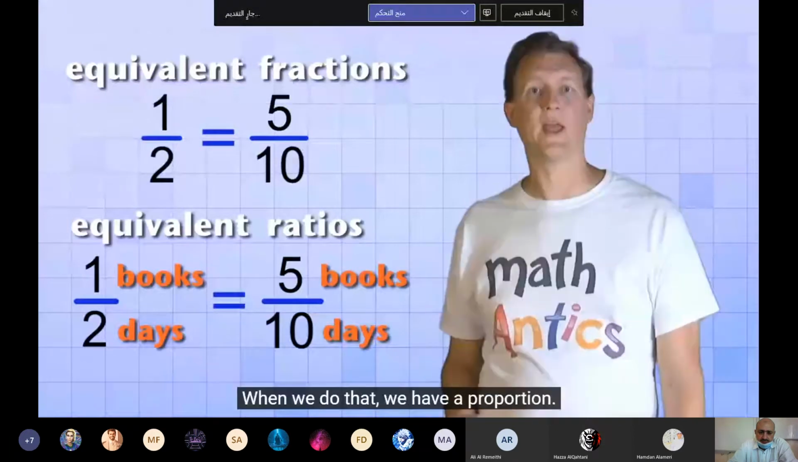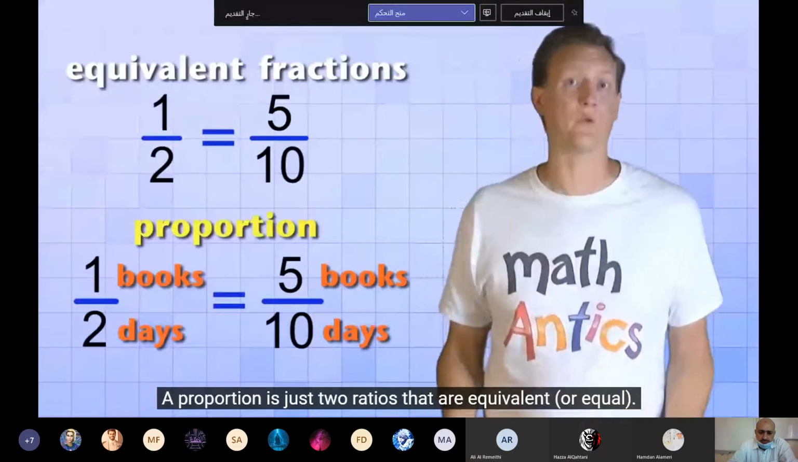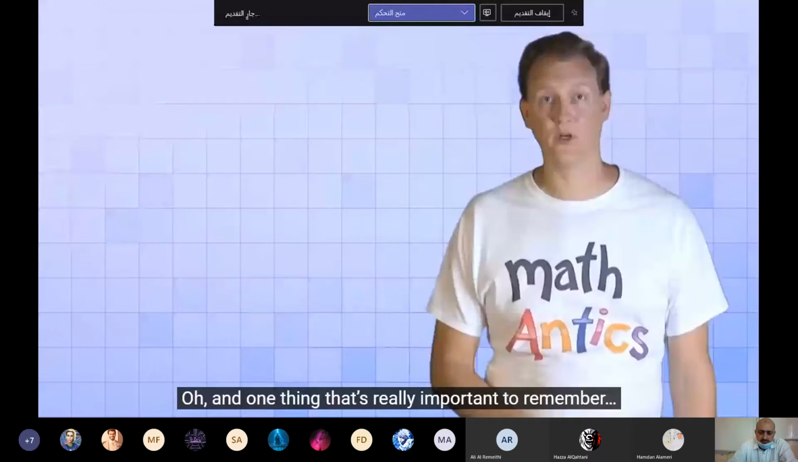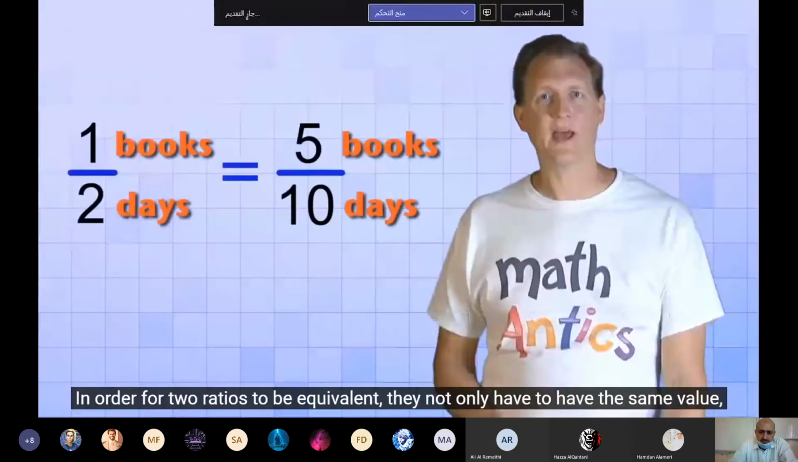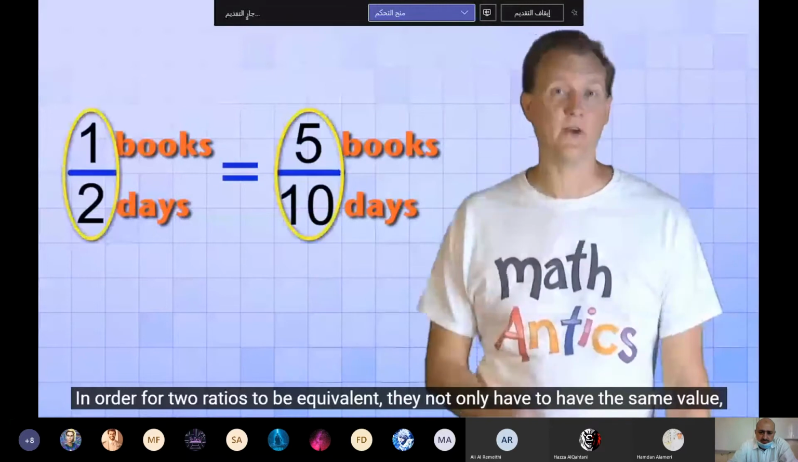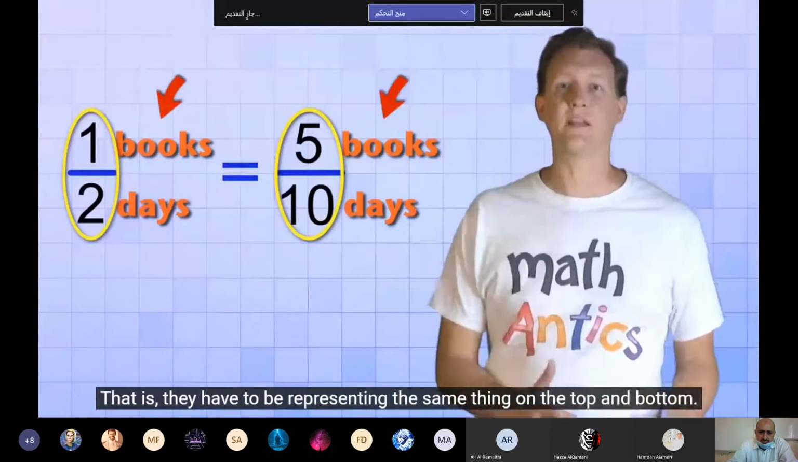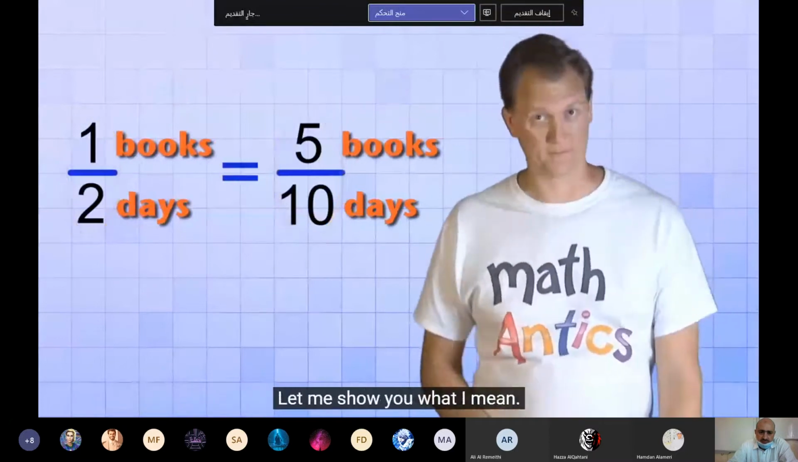A proportion is just two ratios that are equivalent or equal. And one thing that's really important to remember, in order for two ratios to be equivalent, they not only have to have the same value, they also have to have the same units. That is, they have to be representing the same thing on top and on bottom. Let me show you what I mean.